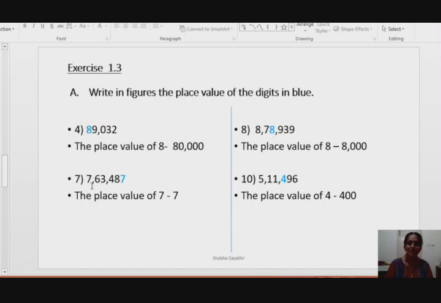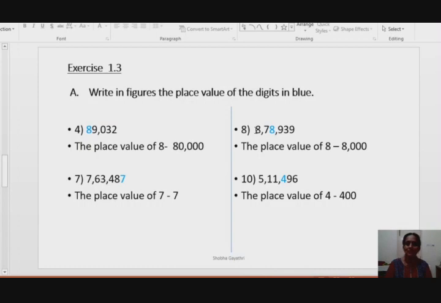So the number is 7,63,487. Which digit is our required digit? It is 7. There are 2 7s here. But our digit, the blue color 7, is in the 1's place. What is its place value? The place value of 7 is 7. It is in the 1's place, it is 7. Children, what is the place value of this other 7 here? You can tell the place value of this 7 yourself.